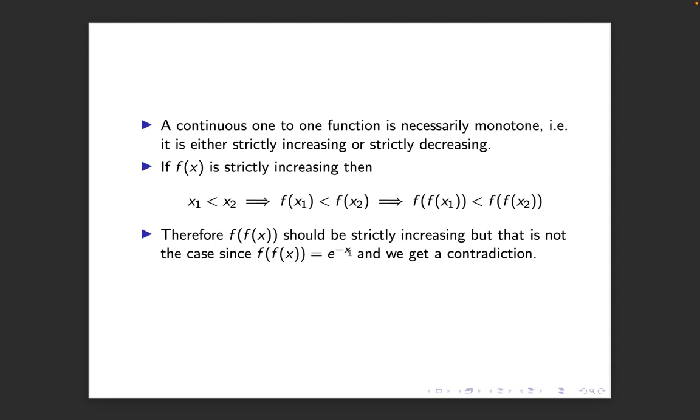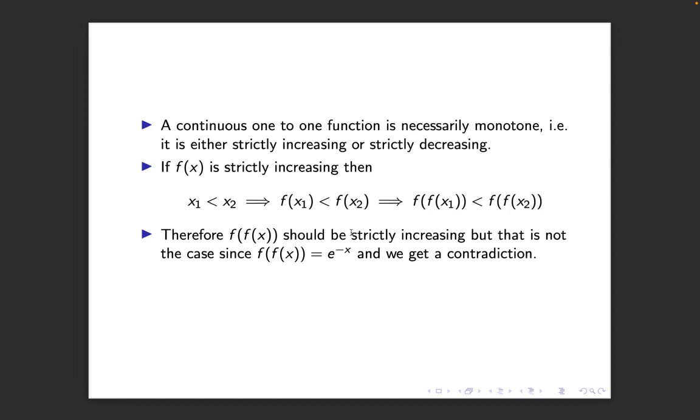So in conclusion, f of f of x should be strictly increasing, but that cannot be the case because f of f of x is e to the minus x, and this e to the minus x function is not a strictly increasing function. In fact, it's a strictly decreasing function. So that's how we get a contradiction. Our function f of x, which has to be monotone, cannot be strictly increasing.